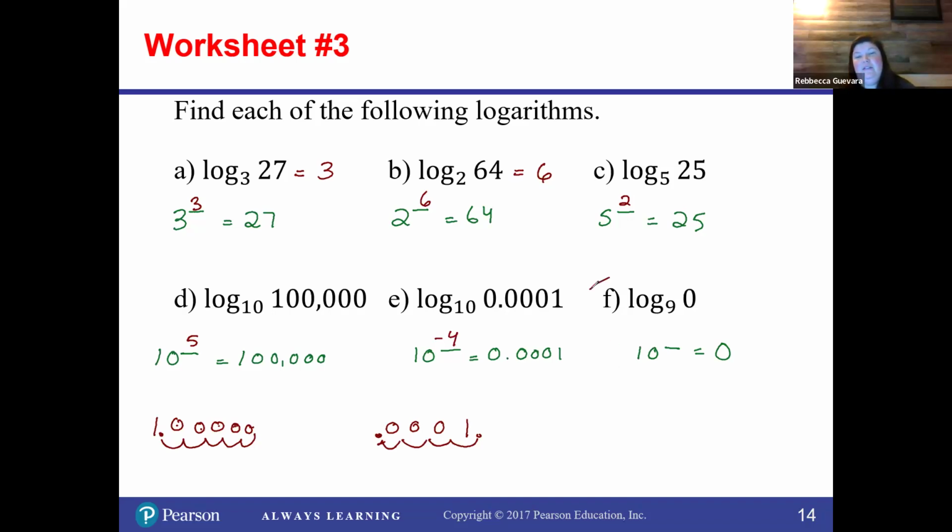And then for the last one, if you tried different powers of 9, what you're going to find is that all these powers are giving me positive answers, correct?